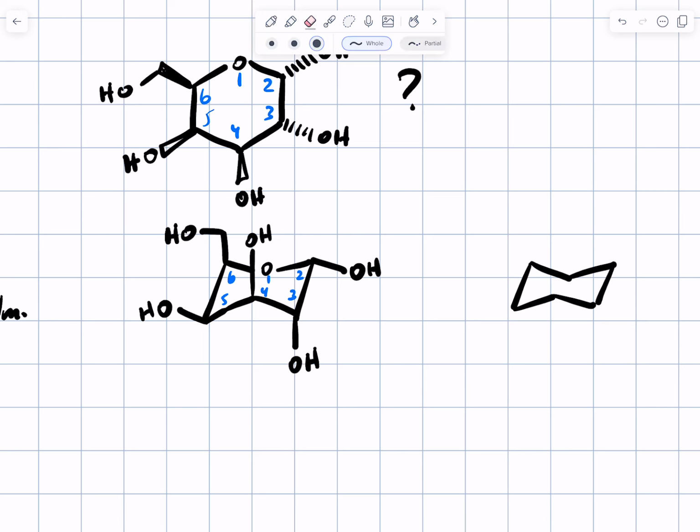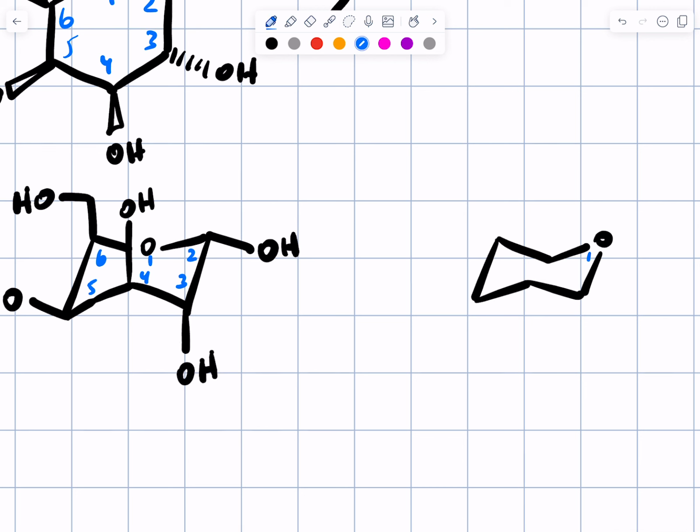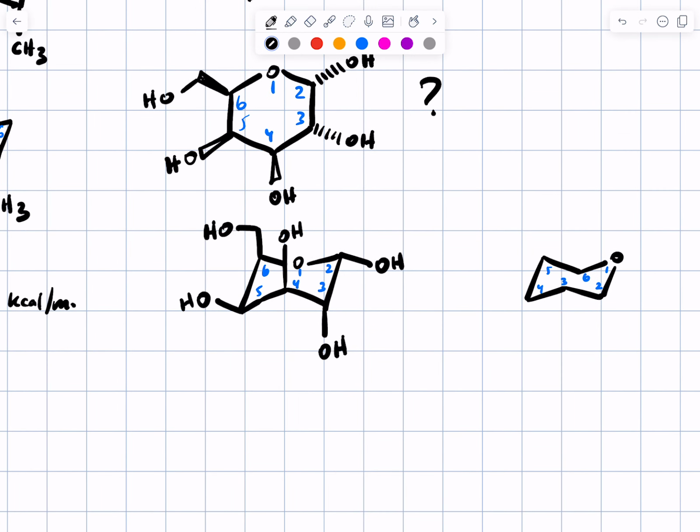Now, oxygen was at a down position 1. I'm going to move it to an up position. And I don't totally like that, so let's go there. Okay. So now oxygen is at an up position. Again, we're going to number around the ring in the same direction, clockwise. 4, 5, and 6. And then again, we go around the ring and we put everything in the right place, up versus down.